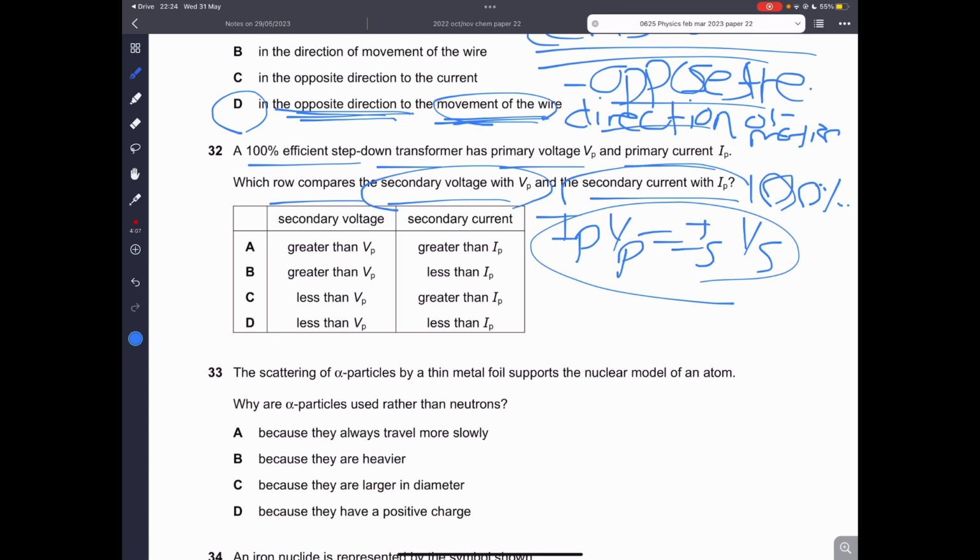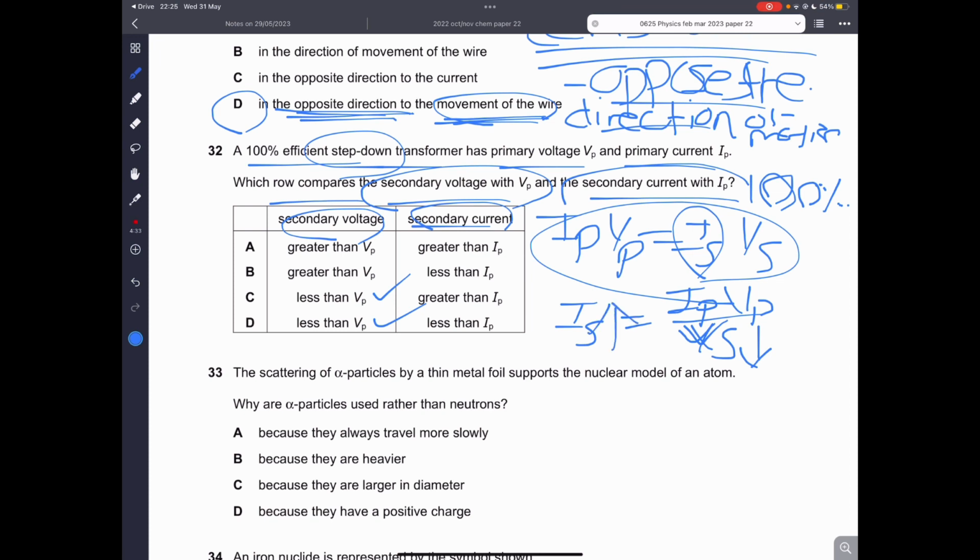And so we have to find the secondary voltage. The secondary voltage has to be less than the primary voltage because it is a step-down transformer. And for the secondary current, which is the IS, you can just rearrange the formula. So if the voltage of the secondary decreases, the secondary current will increase because they are inversely proportional. And therefore C is the correct answer.